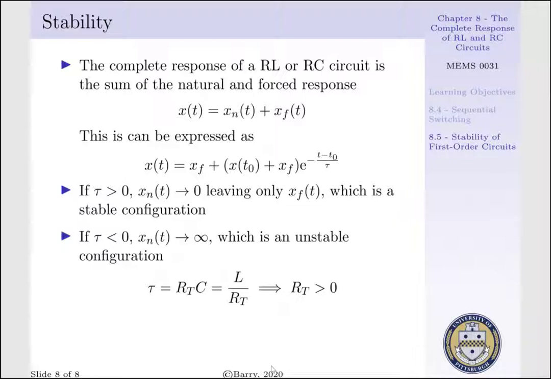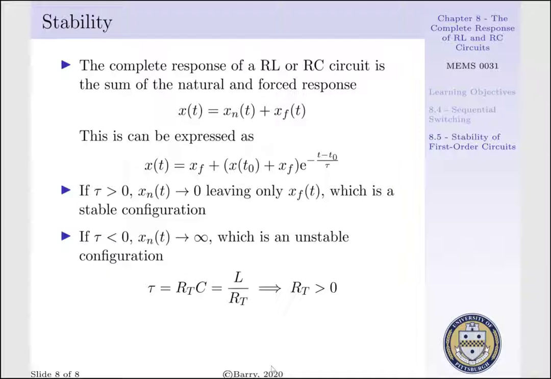That is, if our time constant tau is greater than 0, for any t within our system, we are going to have an equation that will tend to either 0 or a constant value. Now, if our time constant is less than 0, we have e to the minus quantity t minus t naught per tau, which would give us a positive exponent. And x sub n is going to tend toward infinity, which is an unstable configuration.